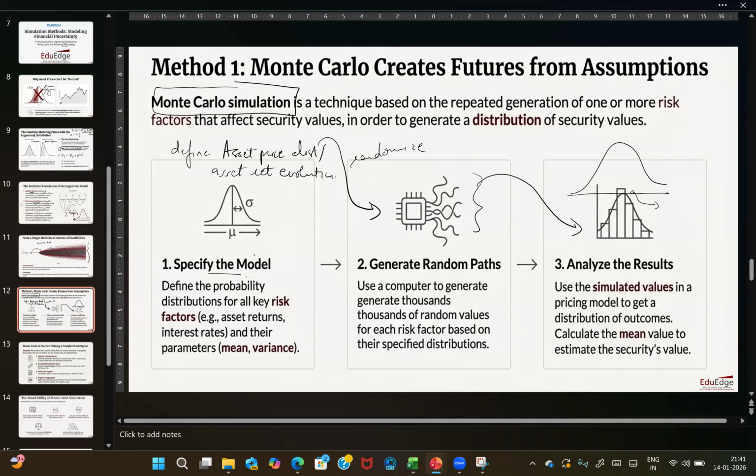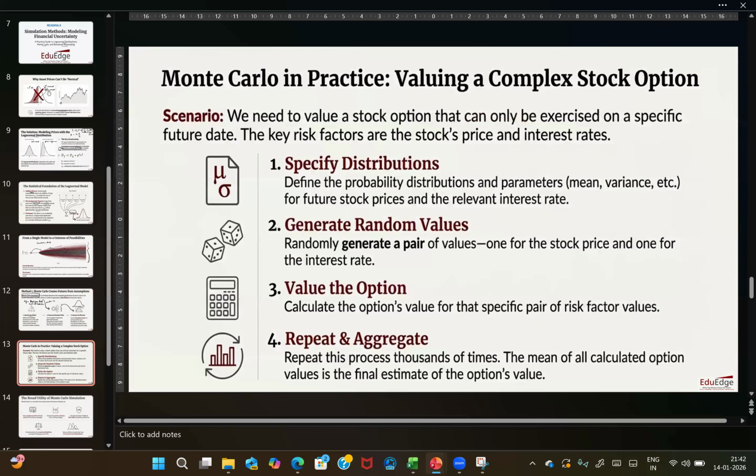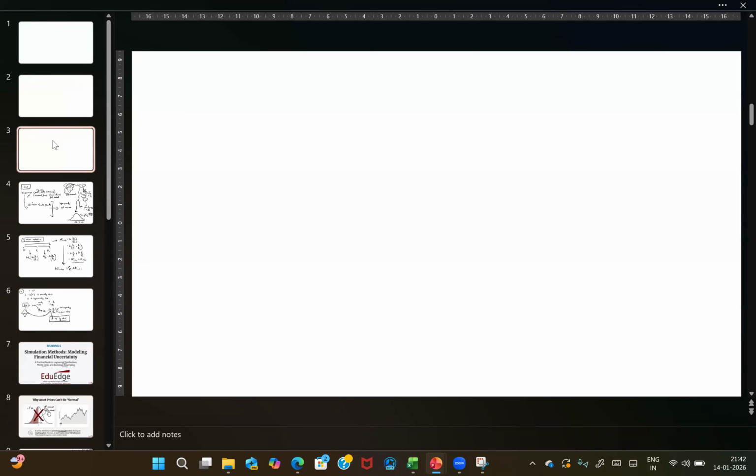In a lot of places, Monte Carlo simulation is used. We will look at some of the specific examples where this could be used. In practice, it's very heavily used to value complex options or derivatives which ideally do not have analytical solutions. For instance, if I want to value a path dependent option.